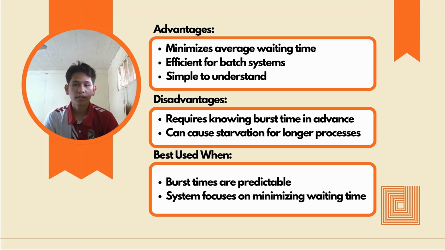One major advantage of the shortest job first algorithm is that it produces the minimum average waiting time compared to other scheduling methods. It is efficient and works well in batch systems where job lengths are known in advance. However, a key disadvantage of SJF is that it requires prior knowledge of burst times, which is not always possible in a real system. Additionally, longer processes may suffer from starvation if shorter jobs keep arriving, causing delays in execution.